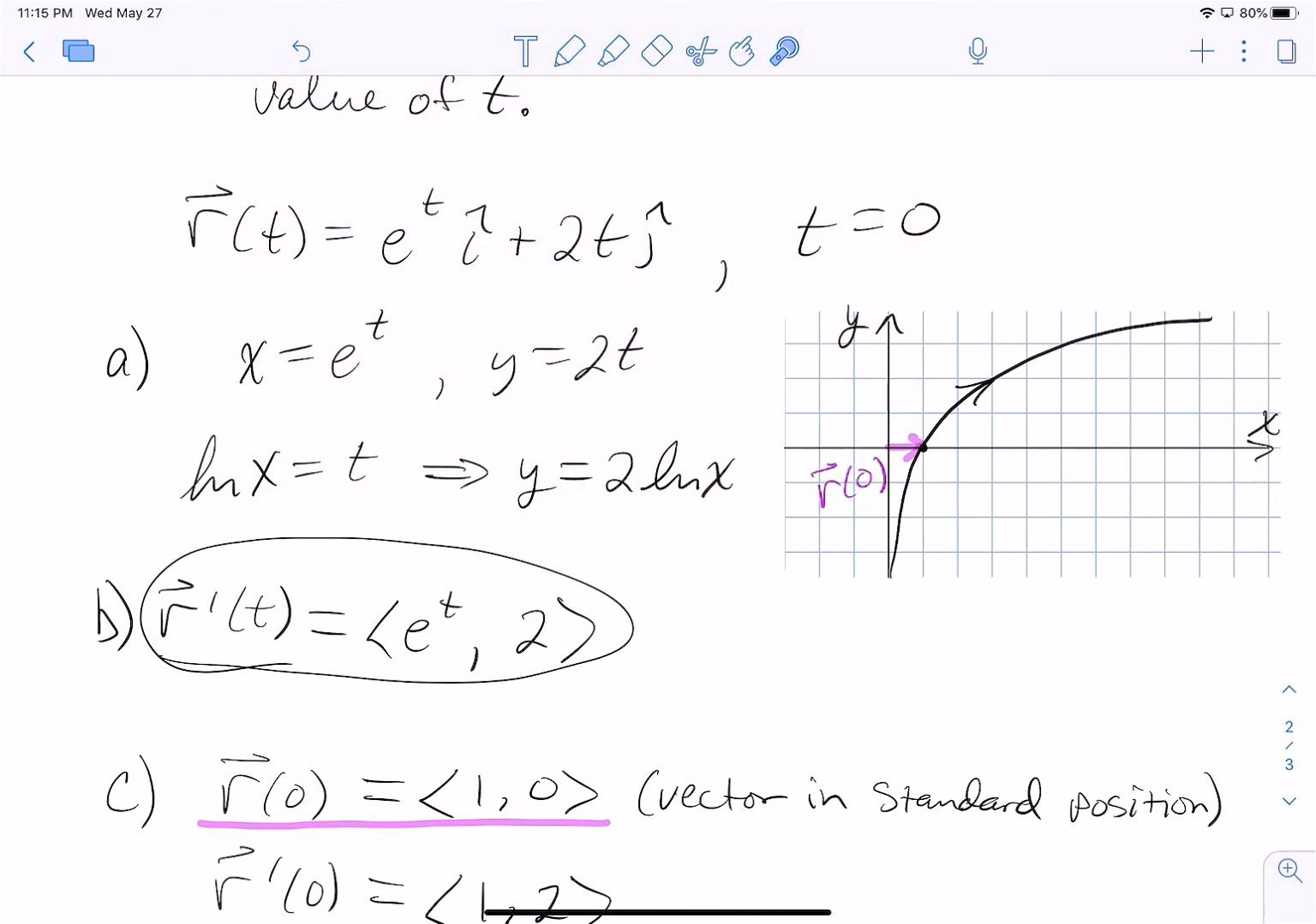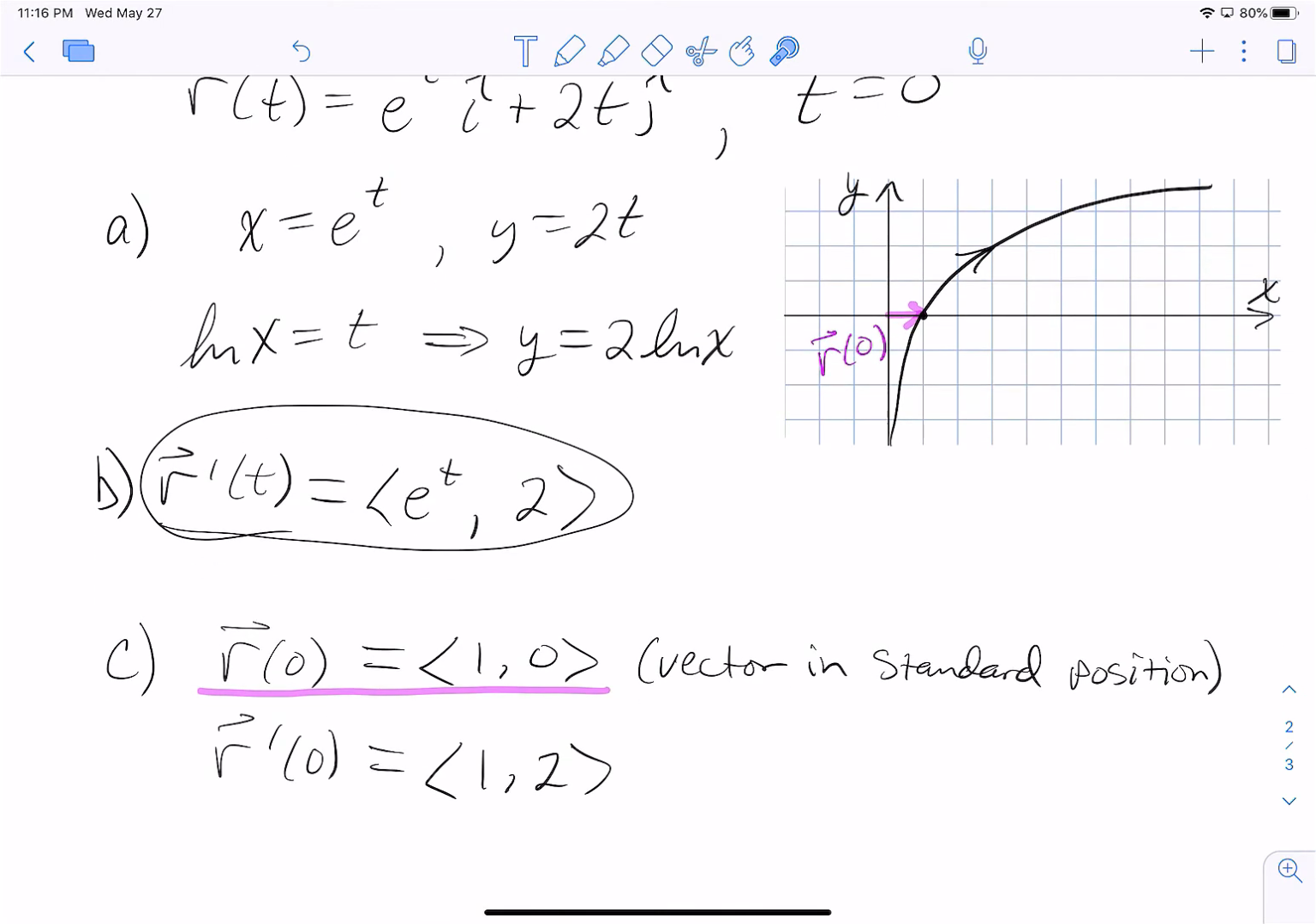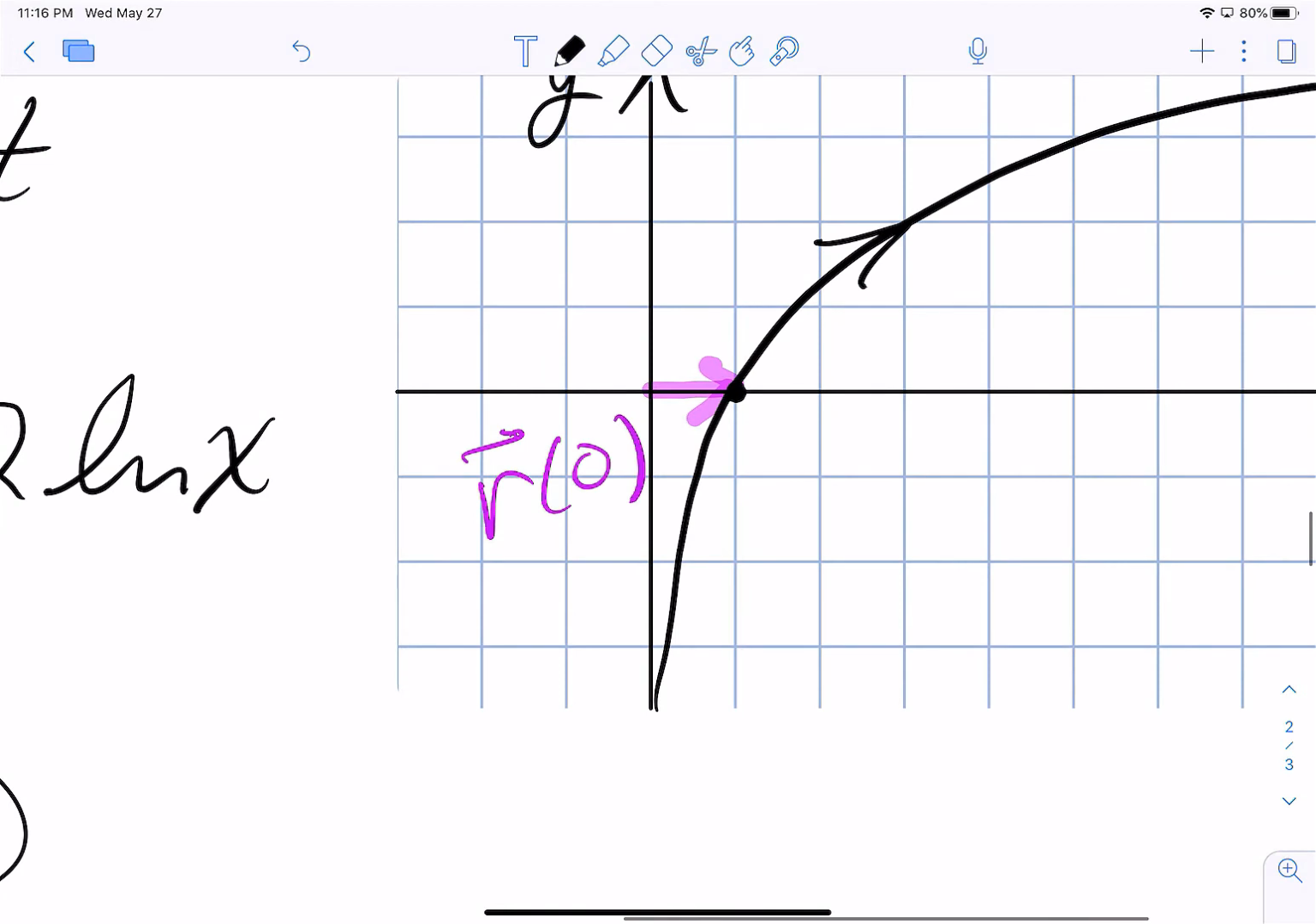I don't like where I put that, so I moved the r of 0 there. The important distinction is that r prime of 0 is a tangent vector, the tail of which is at the point of tangency. It is not in standard position. Its tail is on the curve. So on the curve here, I'm going to draw the vector <1, 2>. So 1 unit in the x direction, 2 units in the y direction, and I end up with this vector here. That's the vector r prime of 0.